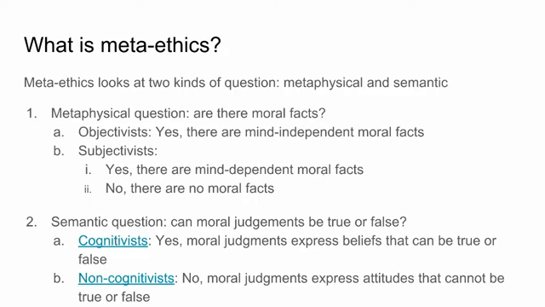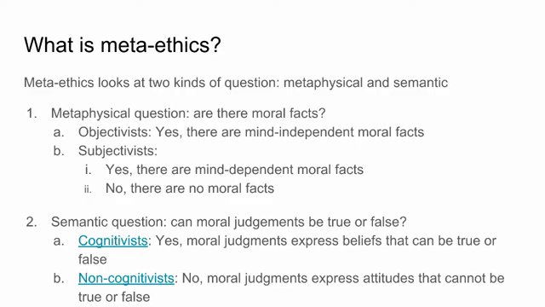Cognitivists say, yes, moral judgments have cognitive content. That's why they're called cognitivists. And what that means is basically that they express beliefs that can be true or false. Basically, cognitivists say moral judgments stake a claim about the world, and these judgments, like many others that express beliefs, can indeed be true and can be false.